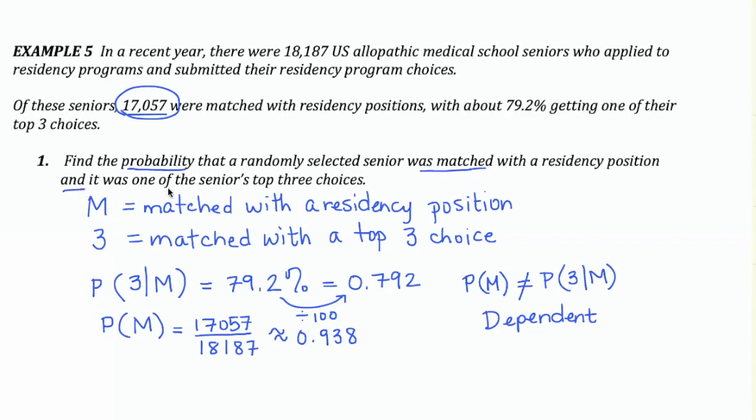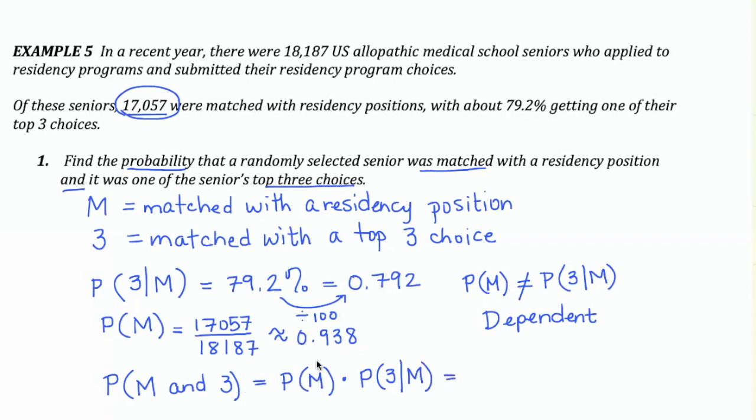So now that I know that, I'm asked to find the probability that a senior was matched and it was one of the senior's top 3 choices. So I'm asked to find the probability that they were matched and got a top 3 choice. Because these are dependent events, that means I'm going to calculate the probability of getting a match times the probability of it being a top 3 choice, given that a match was made.